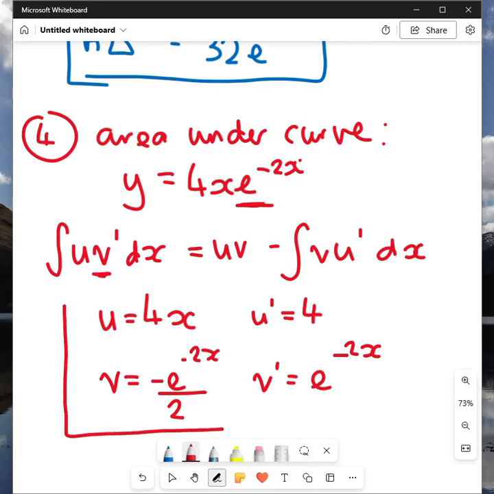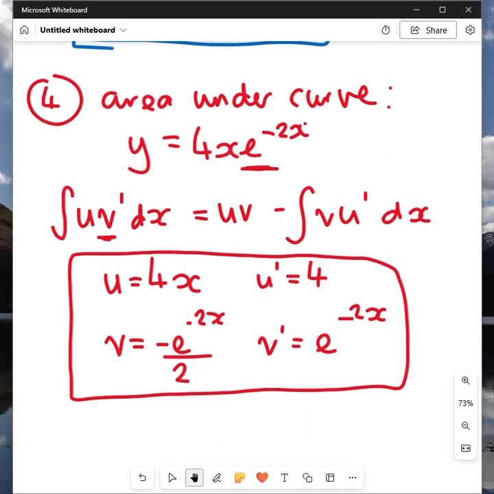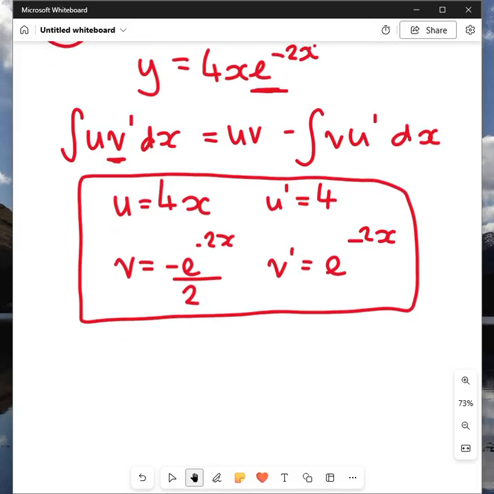So there are our u's and v's. They are different to the ones we used when we differentiated it. We probably should call them something different, but we don't. I don't know why we don't. But anyway, that's what we do.